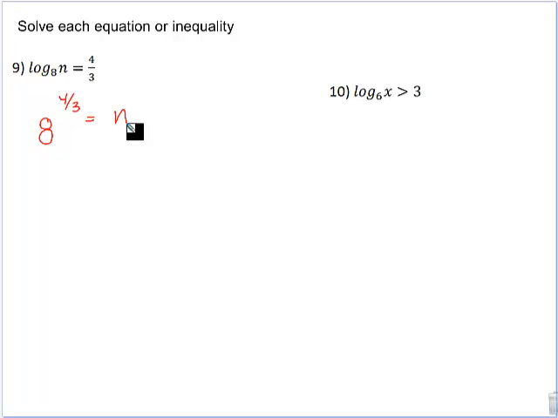Okay, so this brings us back to when we had rational exponents. So the top number is what we raise it to. The bottom number is the root that we take it of. So this is saying the cube root of 8 raised to the 4th power. Well, what's the cube root of 8? 2. And 2 to the 4th is 16. So 16 is our n.